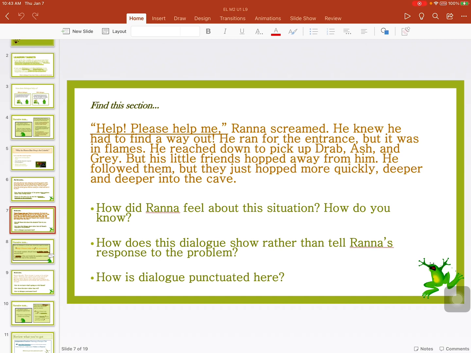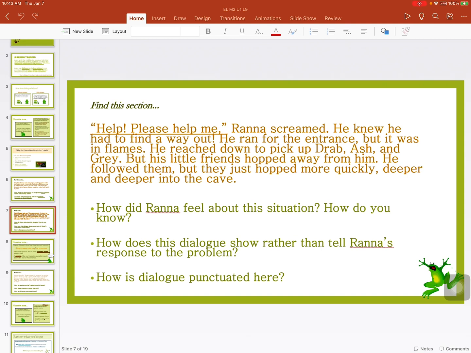How did Rana feel about this situation? And how do you know? Yes, he felt frantic because it says in the passage that he was screaming, "Help, please help me." How does the dialogue show rather than tell what Rana's response was? Yeah, you can picture him. It says he's screaming it, and it tells you exactly what he screamed.